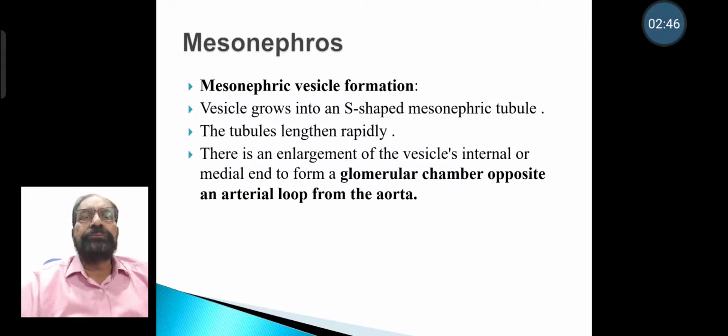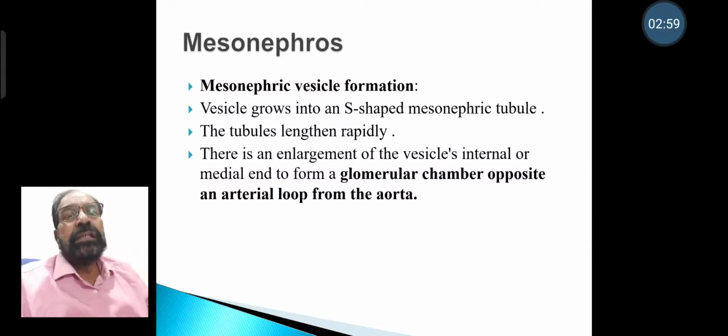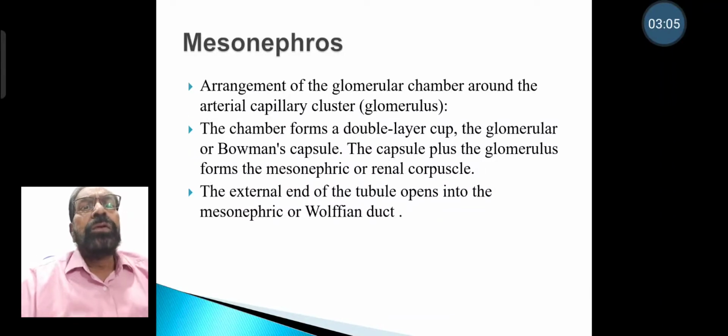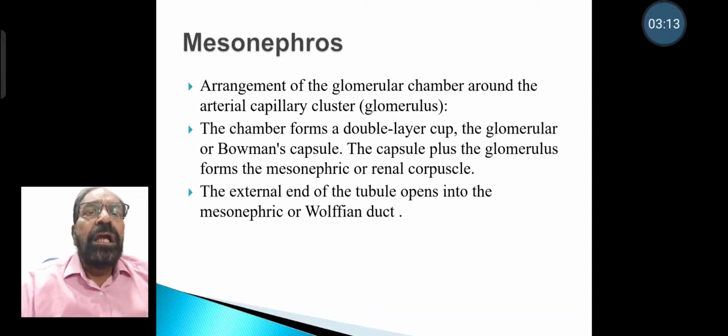Mesonephric vesicle formation. The vesicle grows into an S-shaped mesonephric tubule. The tubule lengthens rapidly. There is an enlargement of the vesicle's internal or medial end to form the glomerular chamber opposite an arterial loop from the aorta. Arrangement of the glomerular chamber around the glomerulus: the chamber forms a double-layered cup, the Bowman's capsule. The capsule plus the glomerulus forms the mesonephric or renal corpuscle. The external end of the tube opens into the mesonephric or Wolffian duct.